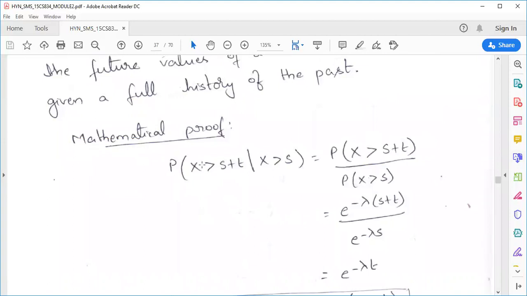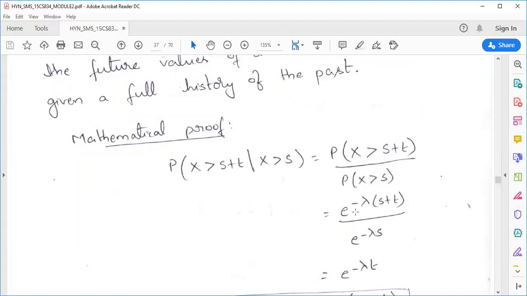The mathematical proof says that the probability for x greater than s plus t given x greater than s, where x is a random variable, is just a division, numerator probability divided by denominator probability. So I will get probability of x greater than s plus t, divided by probability of x greater than s. Here s is some time, some sample values for the current time, and t for the future time. Probability of x greater than s is e to the power of minus lambda s, so for s plus t we write e to the power of minus lambda into s plus t, and the denominator is e to the power of minus lambda s.